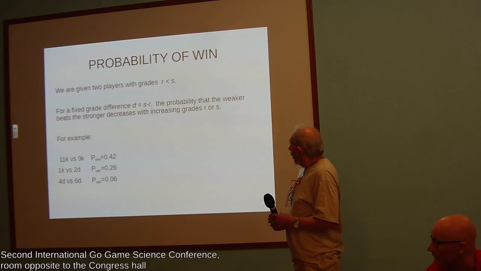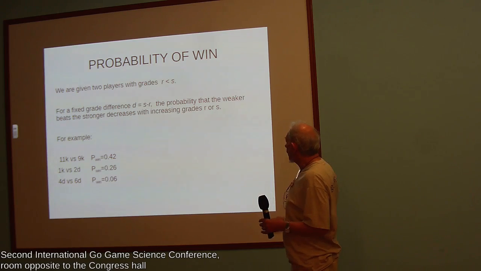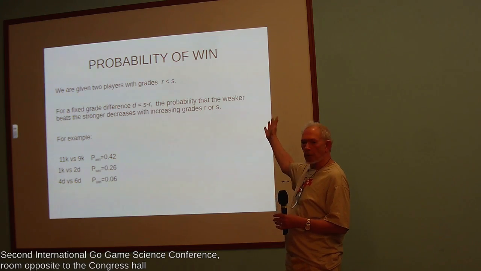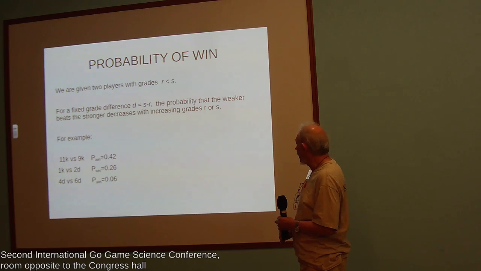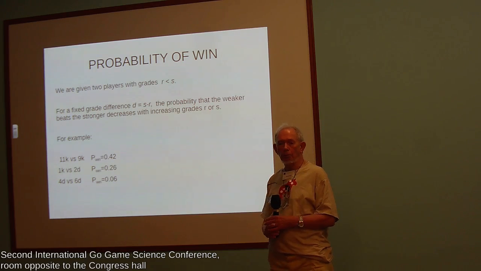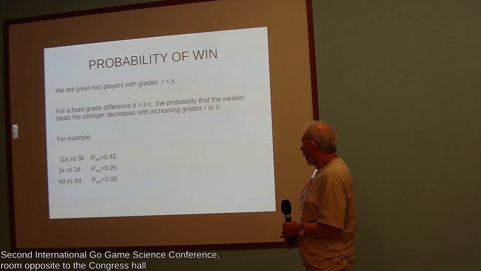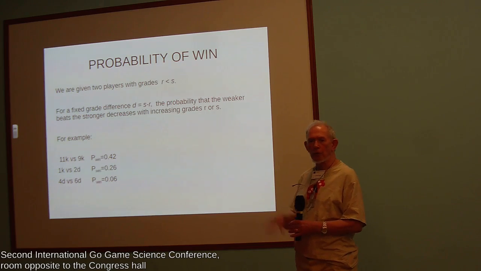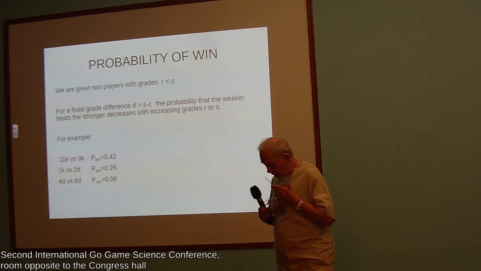So, probability of win. We start with two players with grades R and S, with R the weaker one. And as we probably know by now, the probability that the weaker beats the stronger decreases with increasing grade. It's not constant like it is in chess. So, for example, in 11Q versus 9Q, 0.42, 4 Dan versus 6 Dan, 0.06. So it drops quite dramatically at the end. I can show details later on if you're interested.